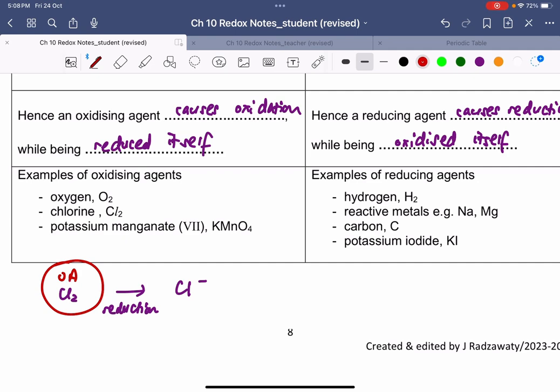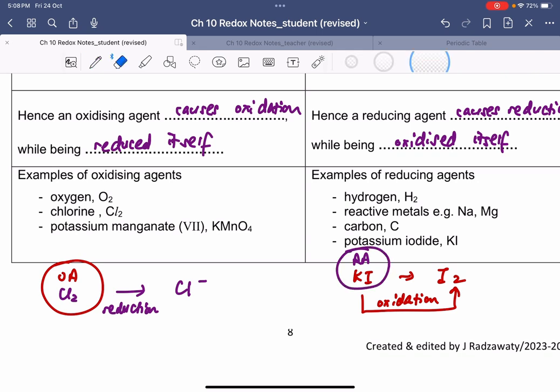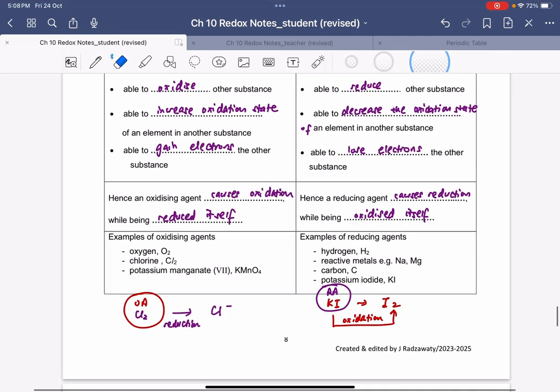If this is your iodide, for example, this is your potassium iodide, iodide to iodine gas, it is an oxidation process, but itself is a reducing agent that reduces the second party, not itself but the second party. So this definition is important, and you are required to remember the examples of oxidizing agent and examples of reducing agent.